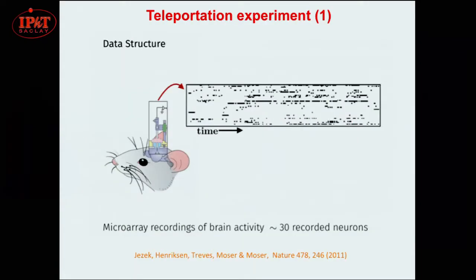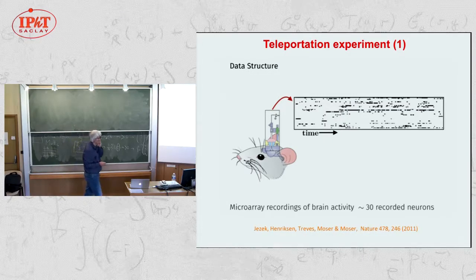Okay, so I want to show one experiment where this is actually measured in detail and at a very high speed. This is a teleportation experiment, which was done in the Moser and Moser group. The Mosers got the Nobel Prize in 2014, together with O'Keefe, for the discovery of grid cells. I will mention that at the end of the talk today.